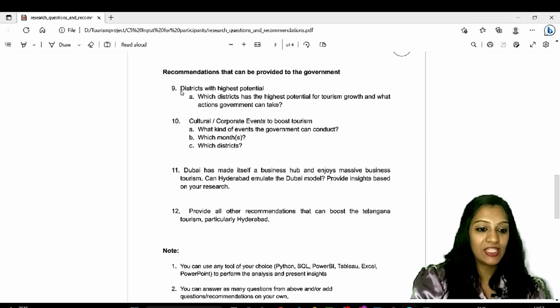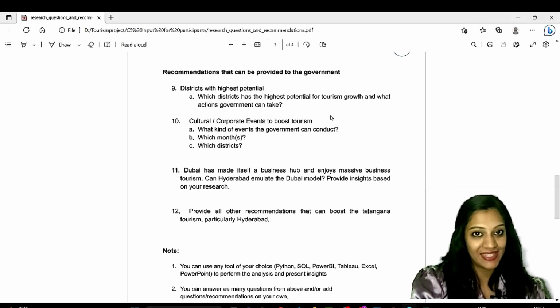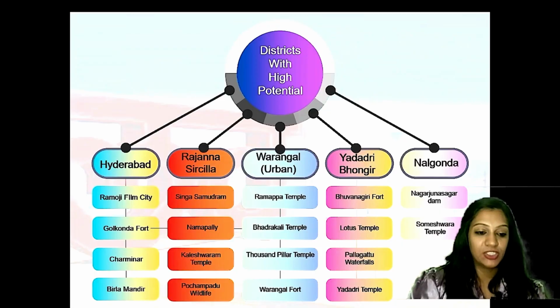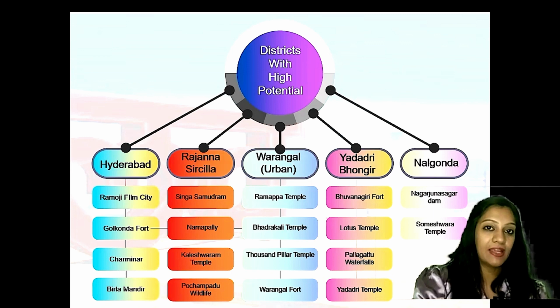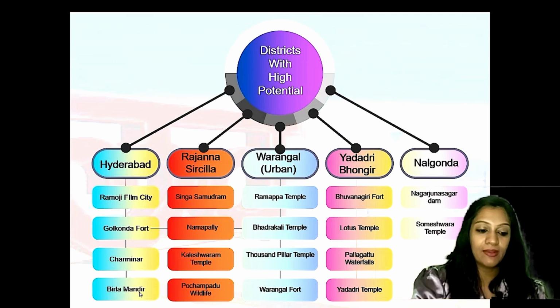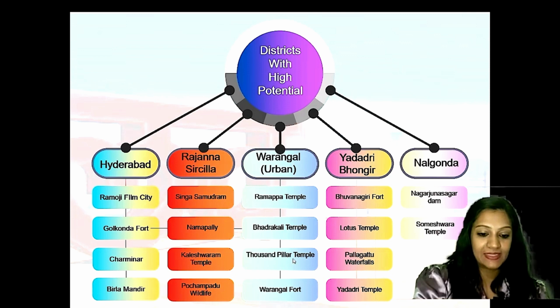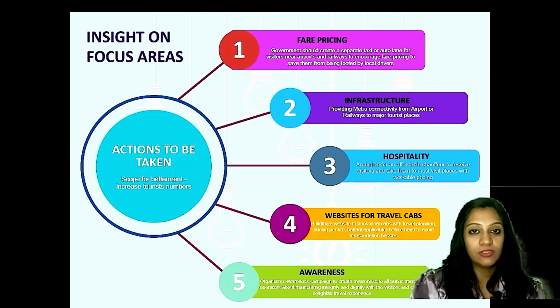Here the ninth question is about the district with the highest potential: which district has the highest potential for tourism growth, and what actions can the government take. Here we have the districts with high potential: Hyderabad, and these are the other four districts which have good potential. The reason being these are famous places that every tourist wants to visit. In Hyderabad we have Ramoji Film City, Golconda Fort, Charminar, and Birla Mandir, which are really famous. The other districts are also well known for many other famous places. What actions can be taken by the government to improve tourism in these high potential districts?